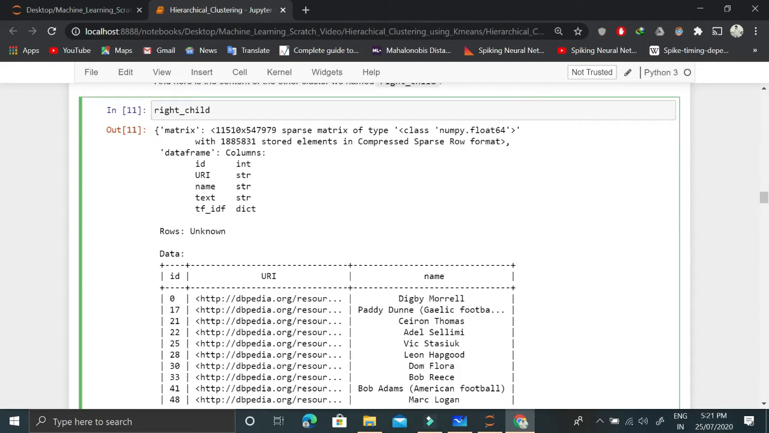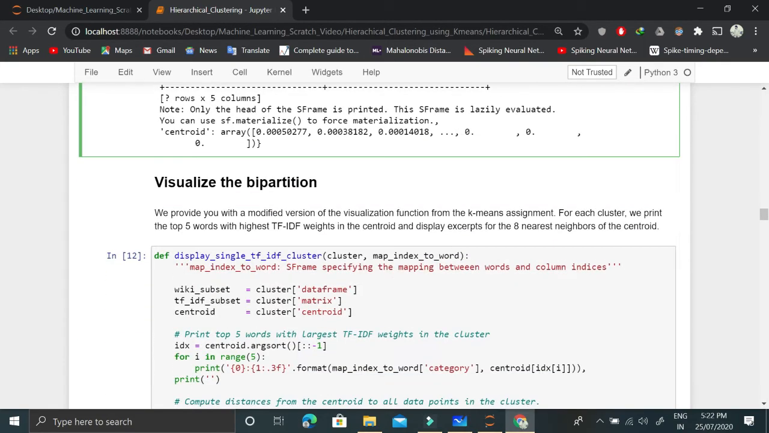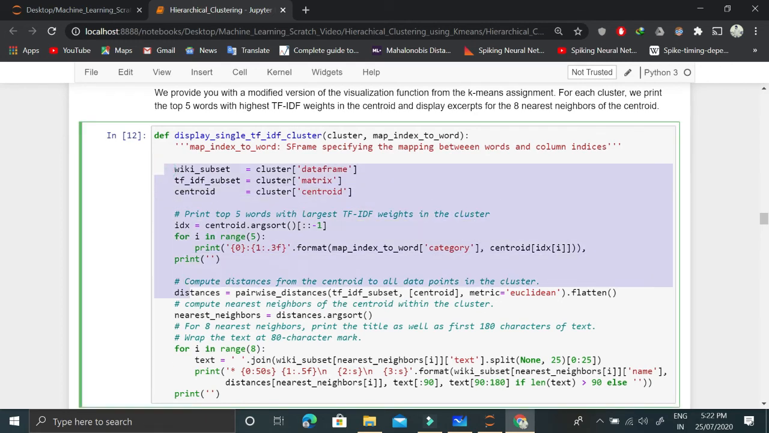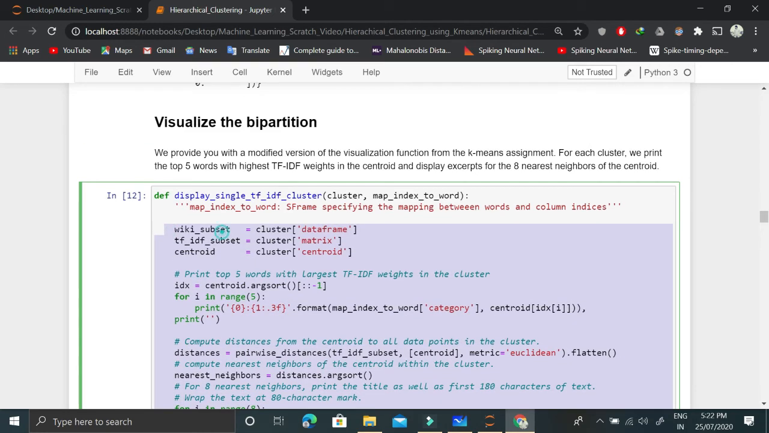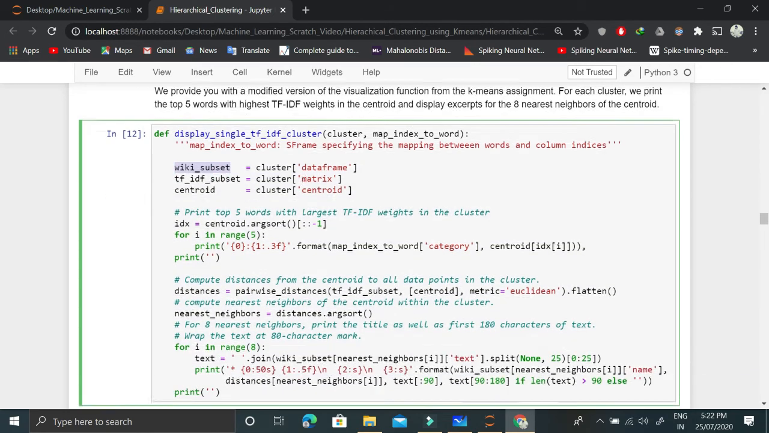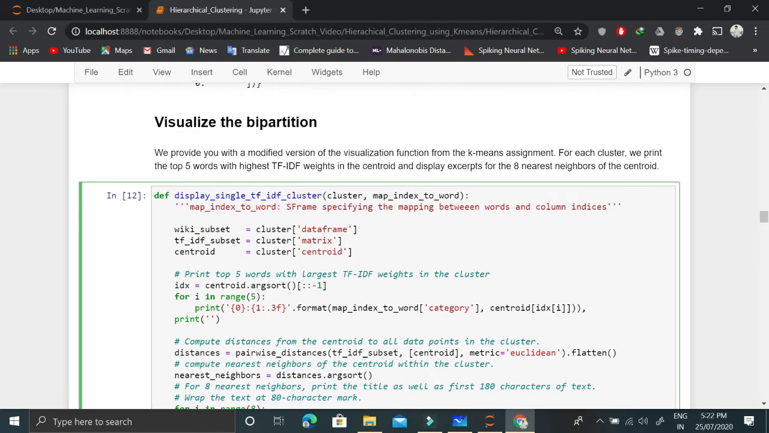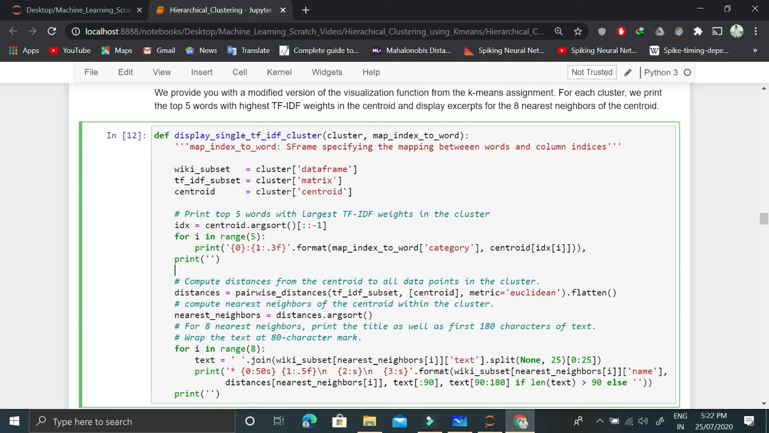So what we do is we look at these data sets and the content of it, and we visualize. Basically, this is a function for visualizing this document data set, and this is specific to these Wikipedia documents. It has nothing to do with hierarchical clustering. You can look at it. So basically we retrieve the 8 nearest neighbors based on the top 5 words of TF-IDF in each of the clusters, and based on those 8 nearest neighbor documents, we try to find out the content in each cluster, and we try to name each cluster.